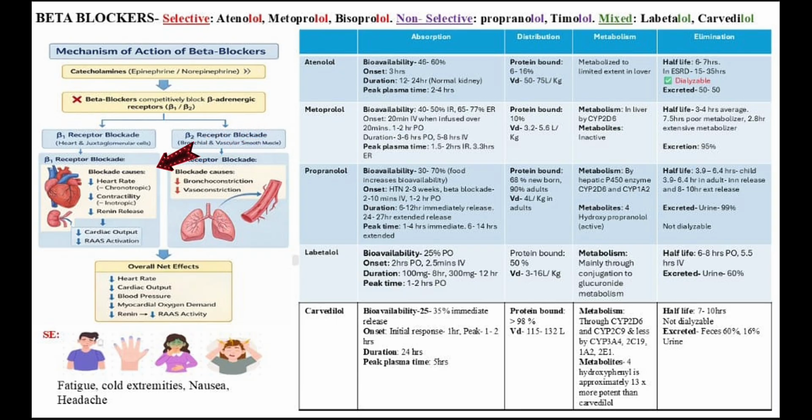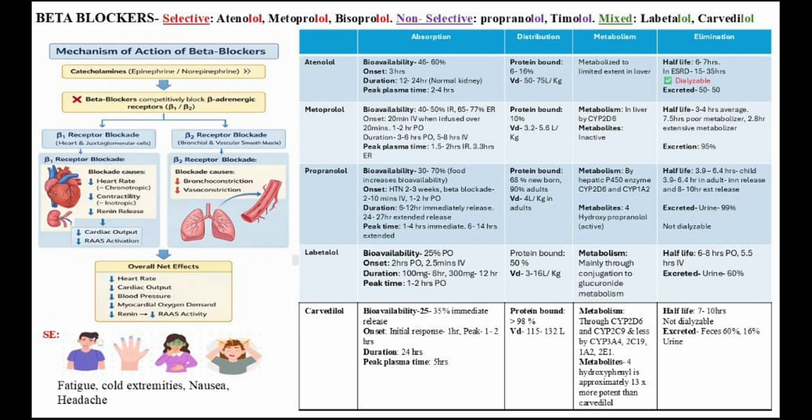Blocking beta-1 receptors in the heart decreases heart rate, contractility, and renin release, which lowers cardiac output. Overall, this leads to reduced blood pressure and decreased oxygen demand of the heart. Common side effects include fatigue, cold extremities, nausea, and headache.